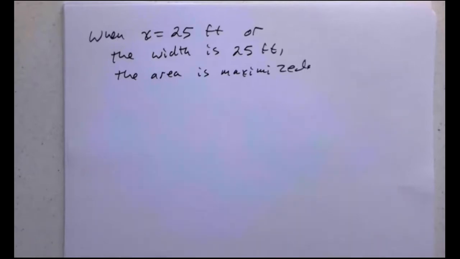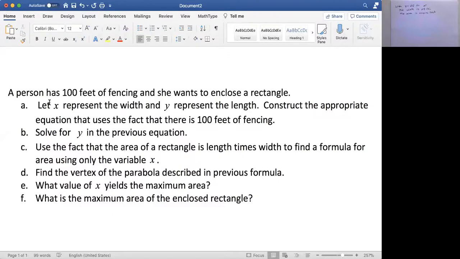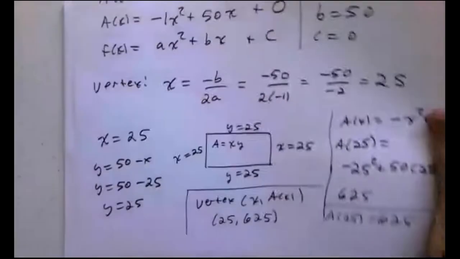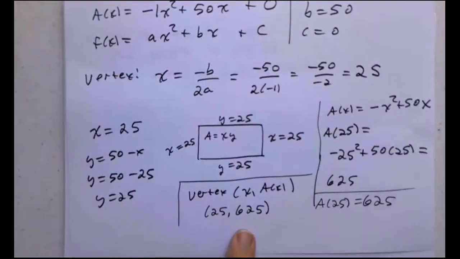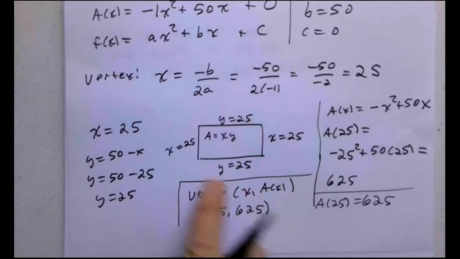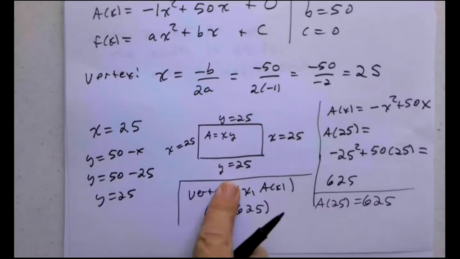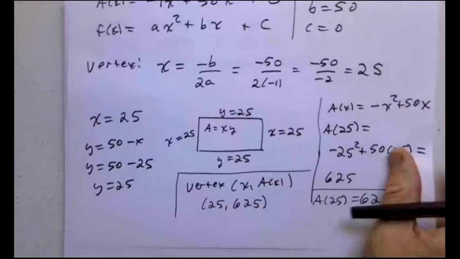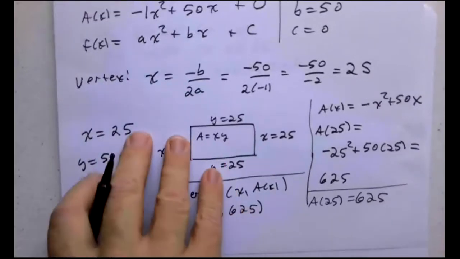And then finally, what does it ask me? What is the maximum area of the enclosed rectangle? Well, what did we say? On the previous page, we said the vertex was 25, 625. When x was 25, the area was 625. Or x times y, if you want, 25 times 25, also 625. So the maximum area is 625 square feet.